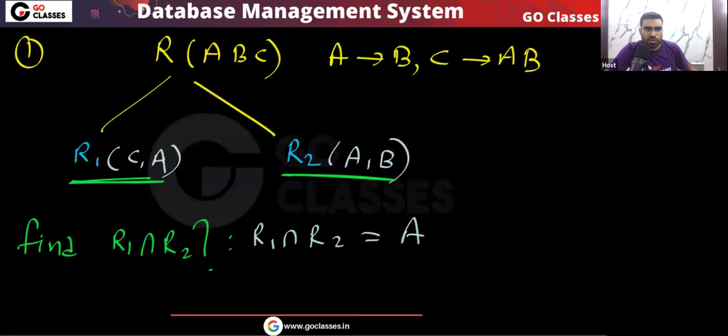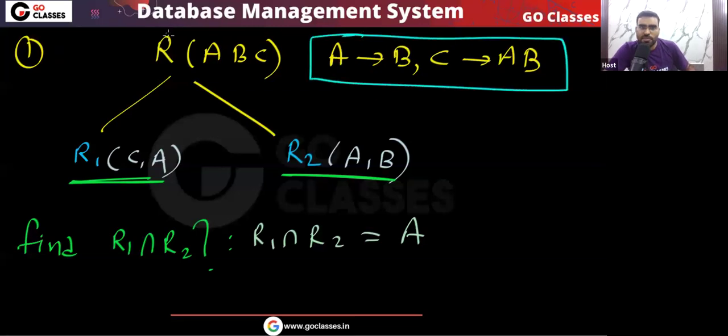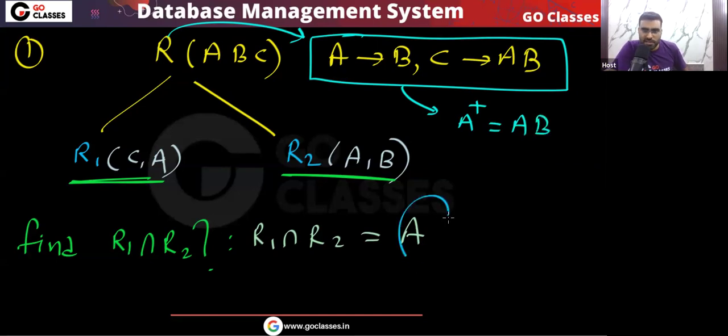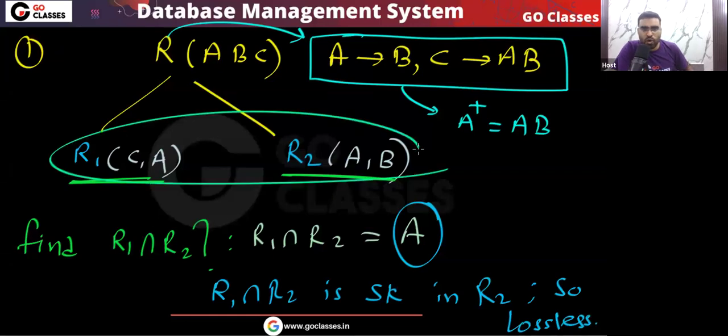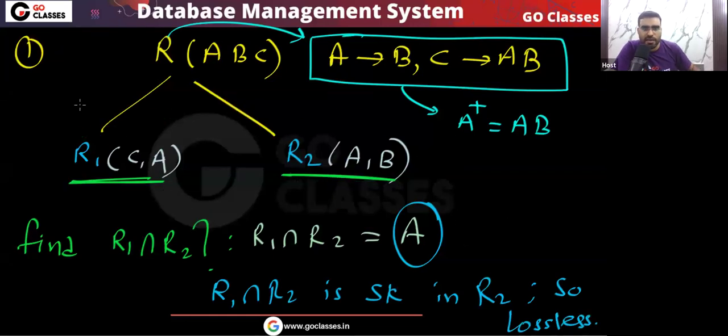Now you find the closure of A in this set of functional dependencies. The closure of A will be AB. Now you can easily see that this A is actually a super key in R2. Yes or no? So I can say R1 intersection R2 is a super key in R2. So this is lossless, because the set of common attributes, that means A, is a super key in at least one of them. So this is a lossless decomposition.